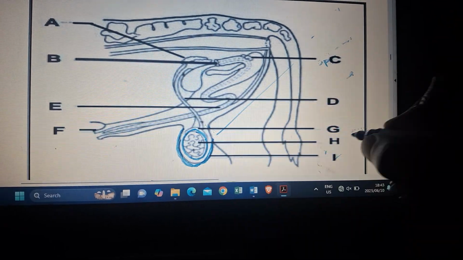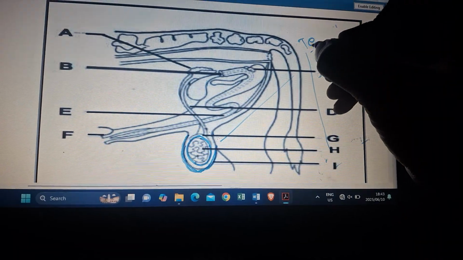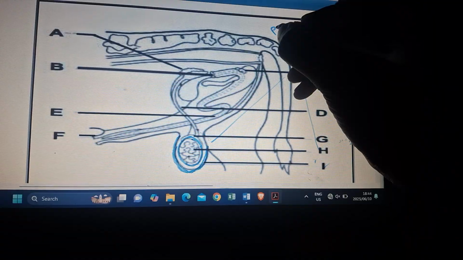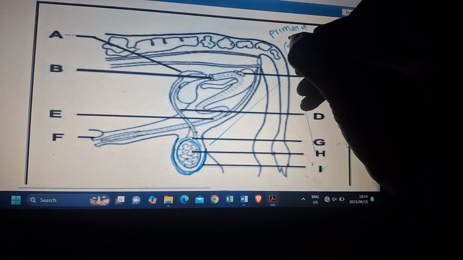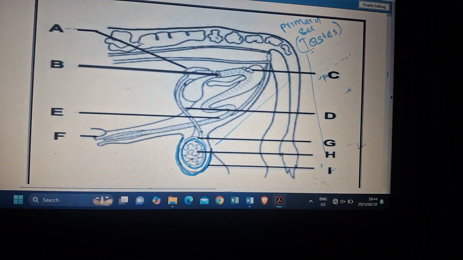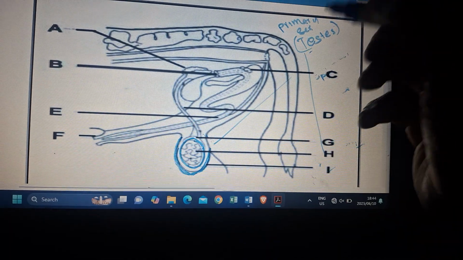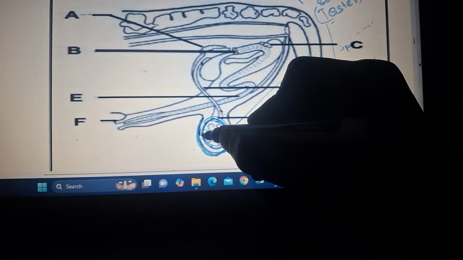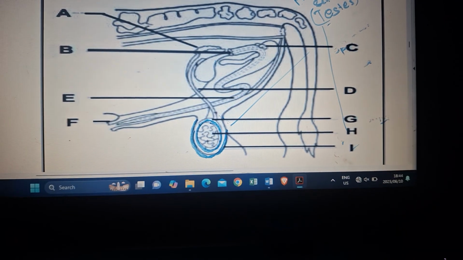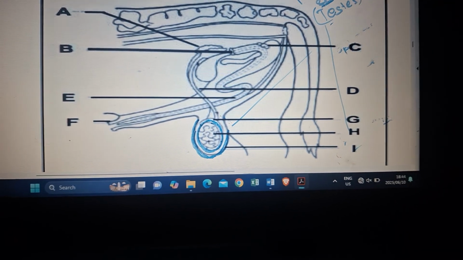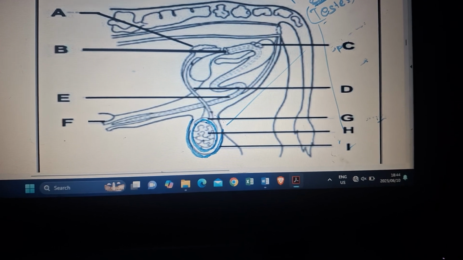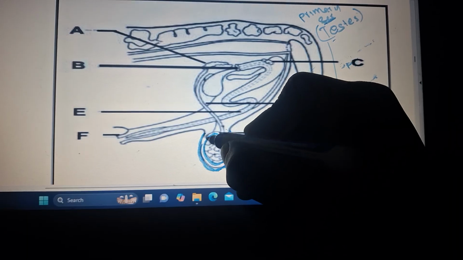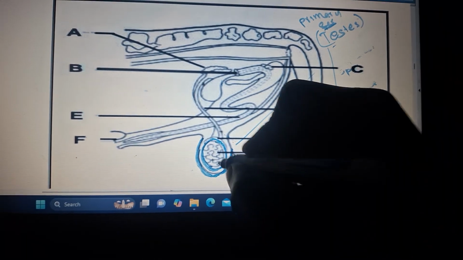Then we have part H. Part H is the testis. A testis is a primary sex organ of a male animal. Why are we saying the testis is the primary sex organ of the male? Primary sex organs are organs that actually develop before puberty. So the only part of the male that is developed even before puberty is the testis.